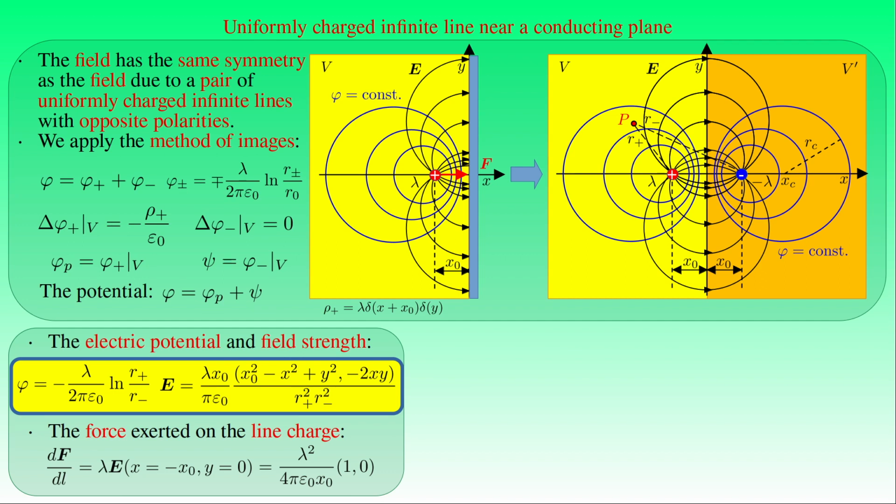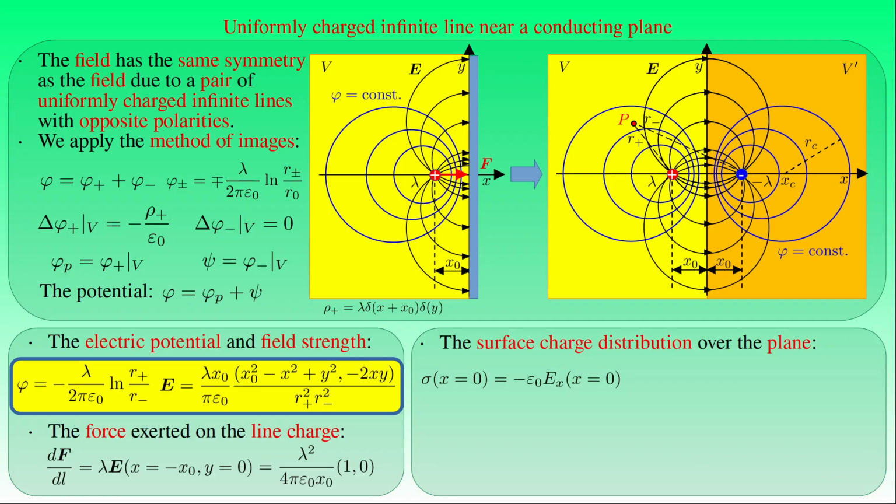Let us also determine the surface charge density sigma of the induced charge over the conducting plane given by x equals 0. We already saw that the surface charge distribution over the surface of a conductor is given by epsilon naught times the directional derivative of the potential along the surface normal. Since the electric field is perpendicular to the conducting plane, the directional derivative of the potential is equal to minus the x component of the electric field strength E evaluated at x equals 0. If we evaluate the expression obtained for the field strength at x equals 0, we can write sigma as minus lambda over pi, times x0 divided by the sum of y squared and x0 squared.